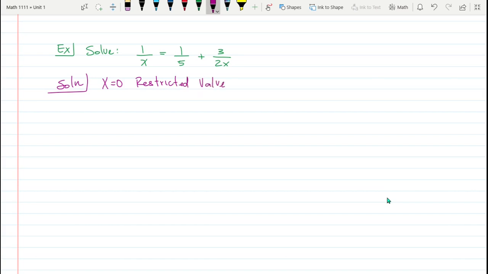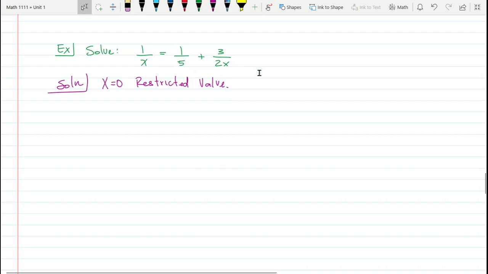Okay, so before we do anything else, we have to write out what the restrictive values are for this problem. It's just saying what values of x we need to avoid. So 0 is one of them, and now we're free to solve the problem. Just like we did before, we need to look at the values underneath. Here is x, here is 5, and here is 2x.